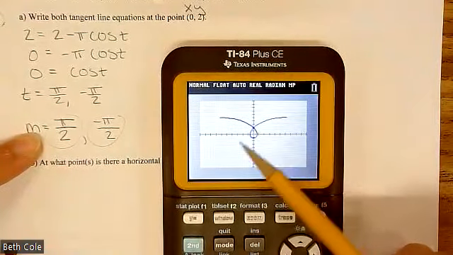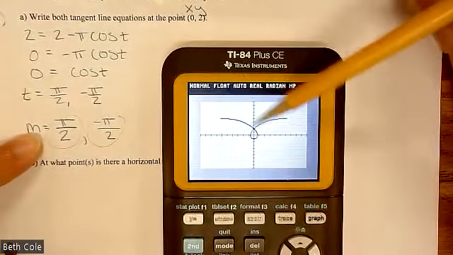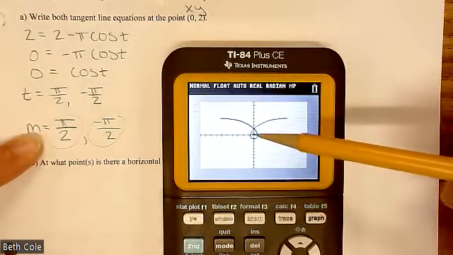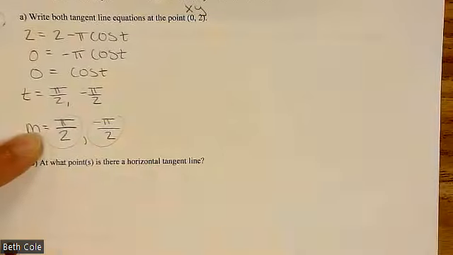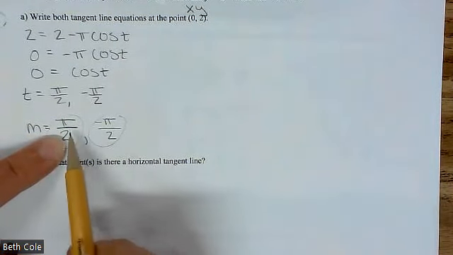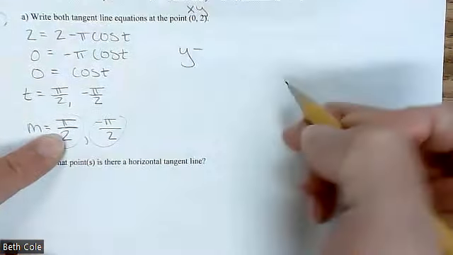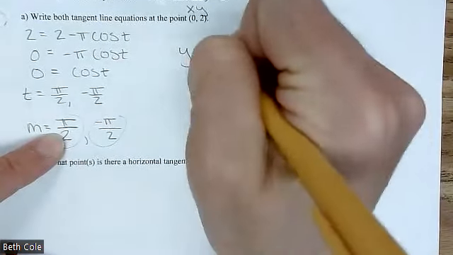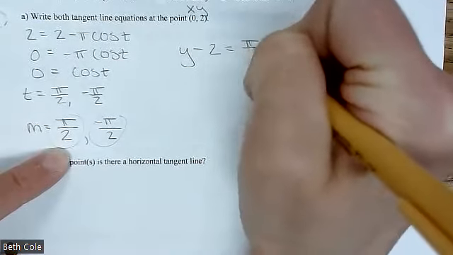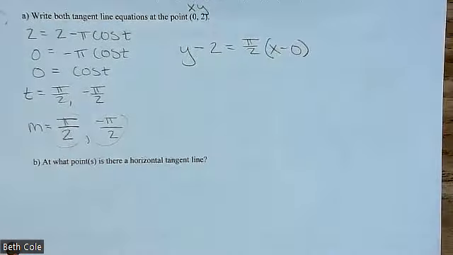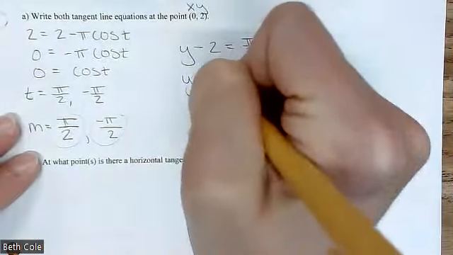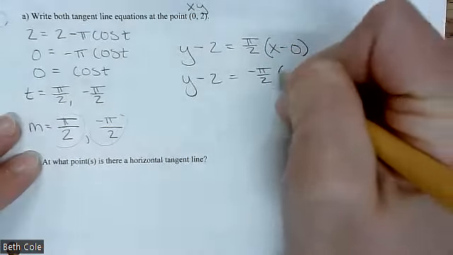Because one will come through like this. That's going to be the positive one. One will come through like this. That would be the negative one. And they're both at this point, 0, 2. So we're going to write 2 equations, one for the positive one, one for the negative one. So the positive one, it would be y minus 2 equals pi over 2 parentheses, x minus 0, which would just be x. I just tend to write the whole thing just to be thorough. And then the other one's going to look the exact same, except with a negative pi over 2.